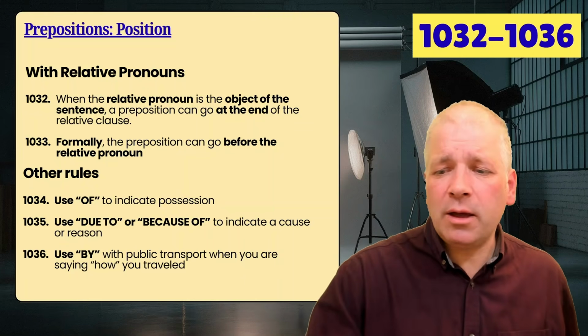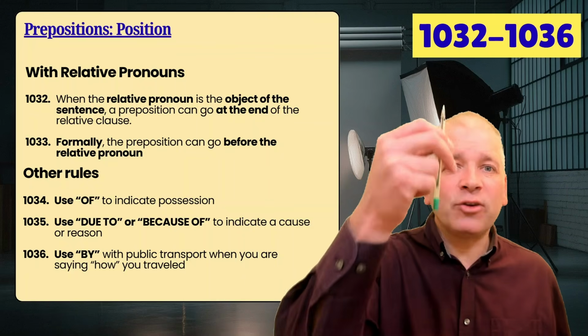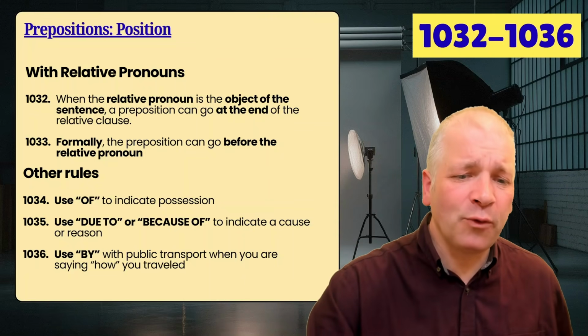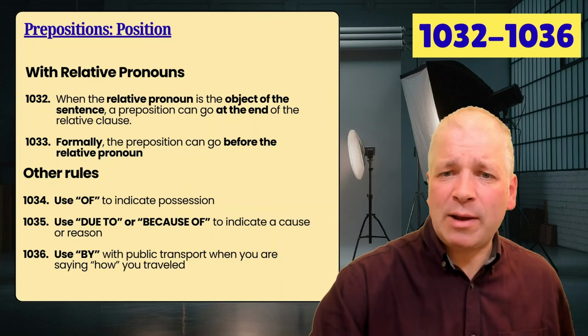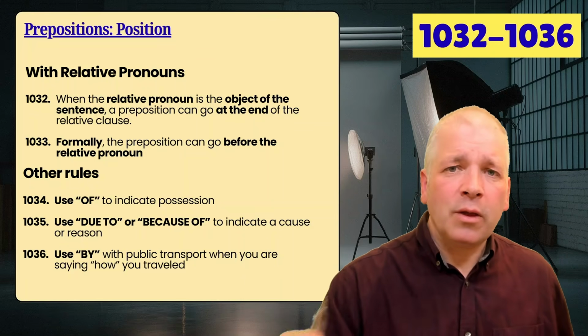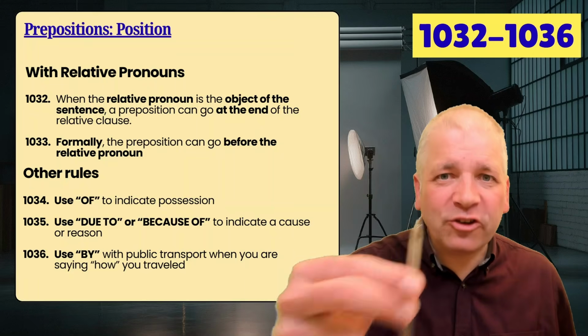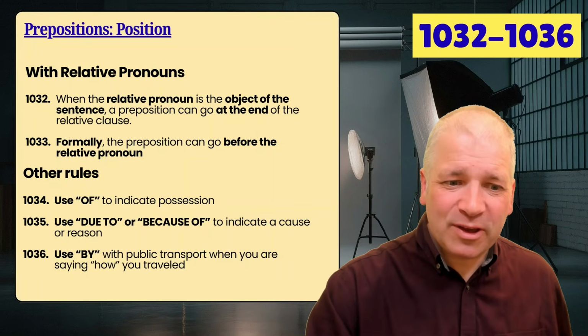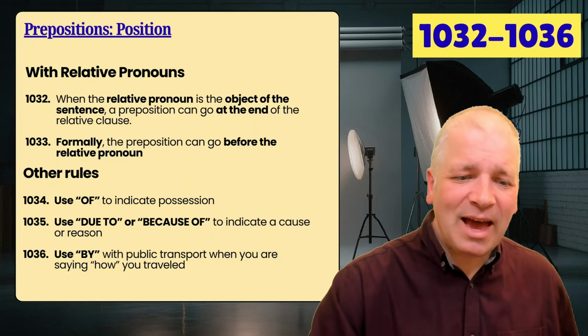This is a pen which I write with. Formally, the preposition can go before the relative pronoun as well. This is a pen with which I write. Other rules with prepositions. Of indicates possession.